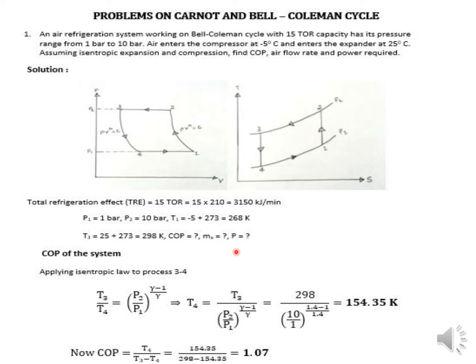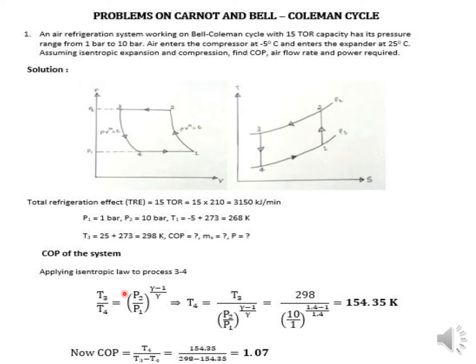First one, we will calculate the COP applying the isentropic law. We know that what is the formula of COP? T1 minus T4 divided by T3 minus T4 minus (T2 minus T1). We have got it in the previous derivations. So now I have T3 here, but I don't know what is T4 now. How to find out T4? We know that T3 and T4 are passing through which process? PV raised to gamma is equal to constant.